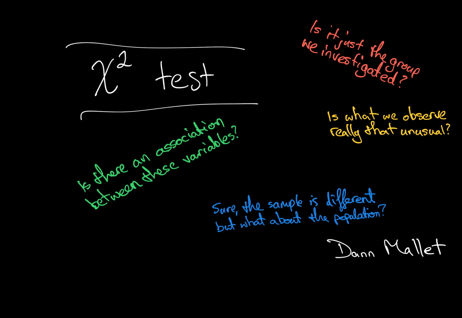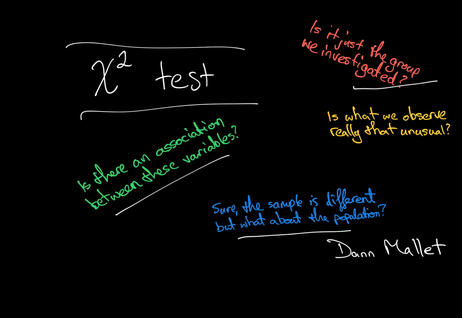A question that naturally arises when we collect and analyse data is whether there is some relationship present in the data that's been collected. When we collect bivariate data, we might ask questions like, is there an association between the two variables? We might wonder, is it just the group that we've investigated, or the sample and not the whole population? We might think, is what we observed really that unusual? Many statistical tests exist to answer questions like these.